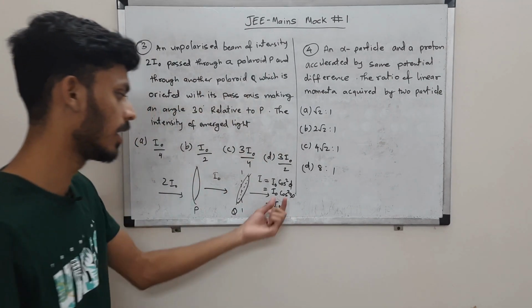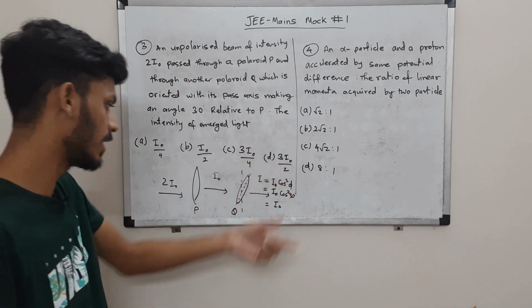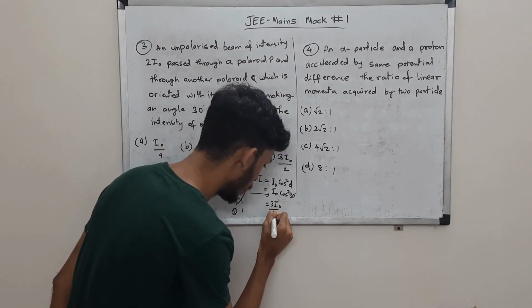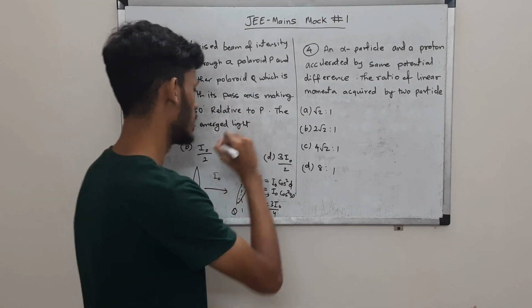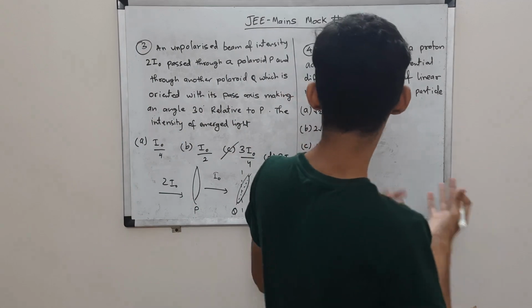So cos 30 is root 3 by 2, and that squared is 3 by 4. So 3 I naught by 4, which is option C. Okay, quite straightforward question. Let's come to this one.